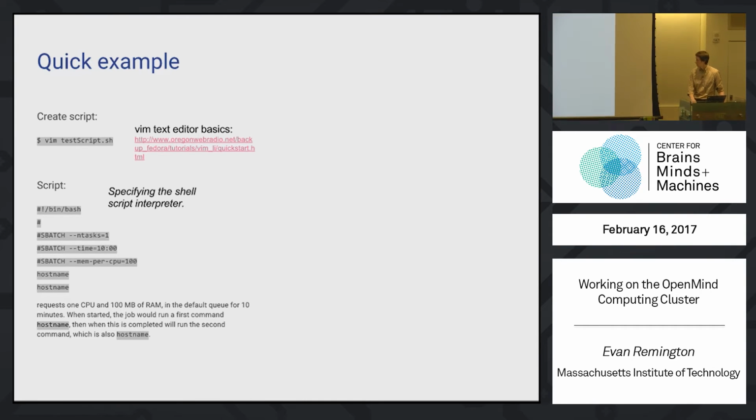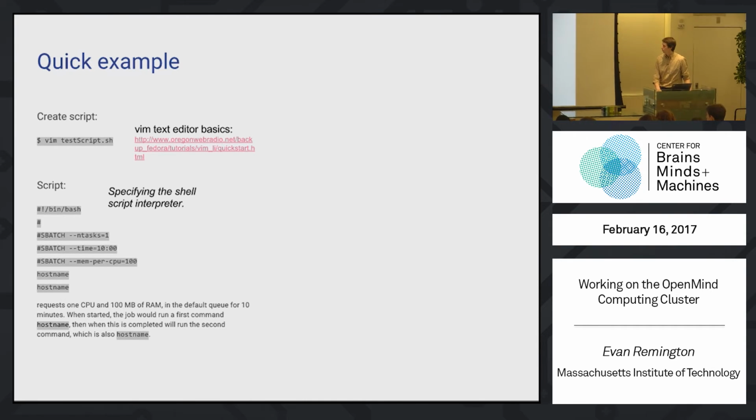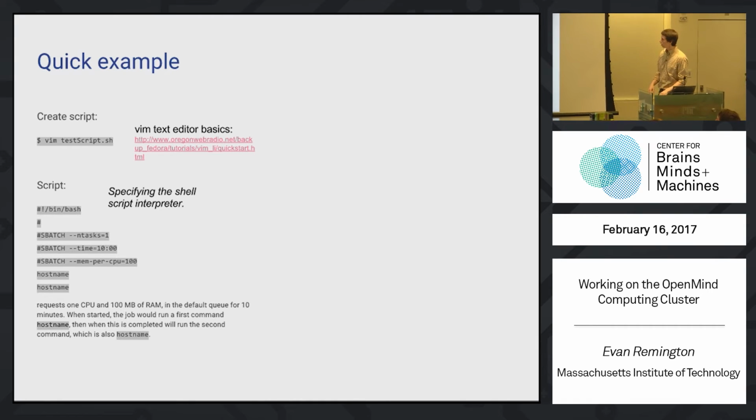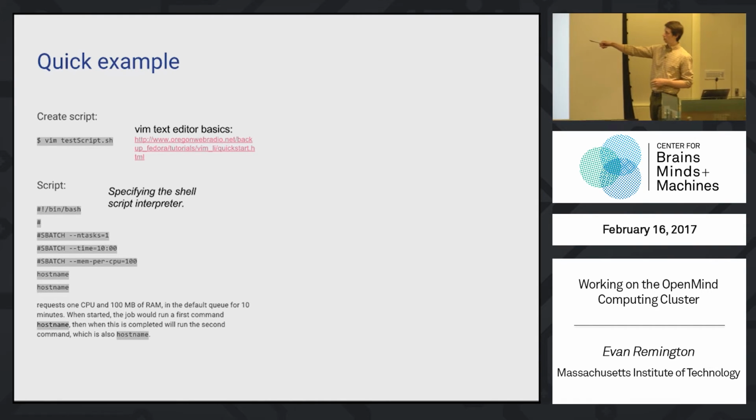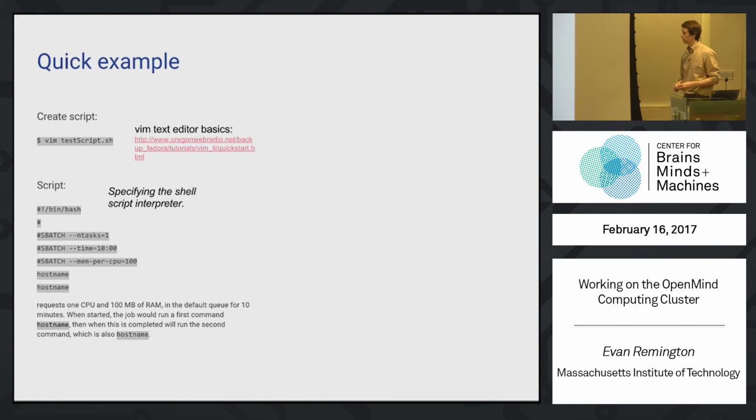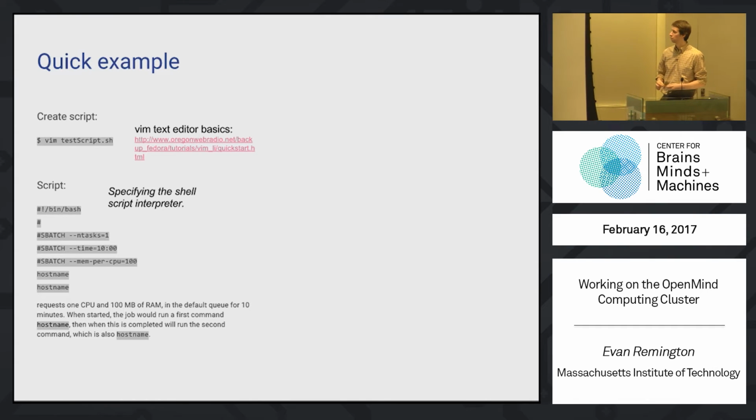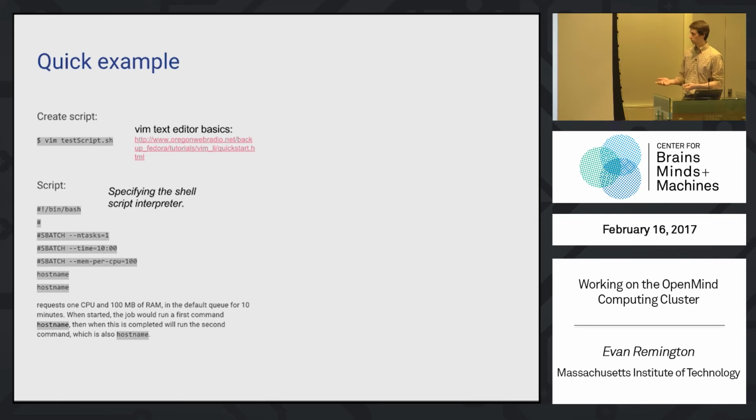And then you specify your resources. All of these resource requests are prefaced by your #SBATCH, which is a special message to the sbatch command that this is a resource specification. And then following all that, you have your actual tasks. In this case, it's just hostname twice.